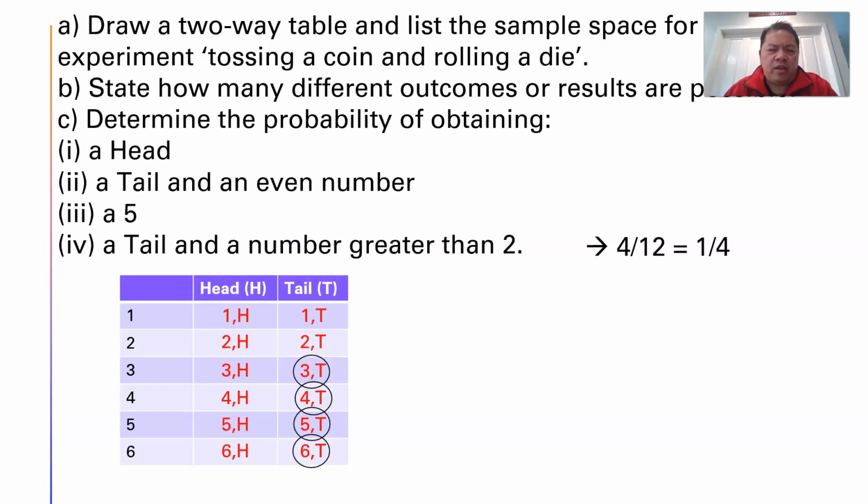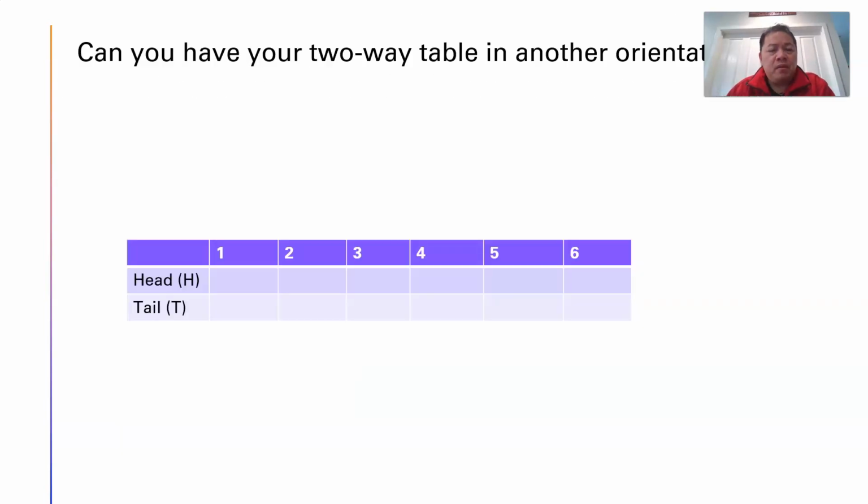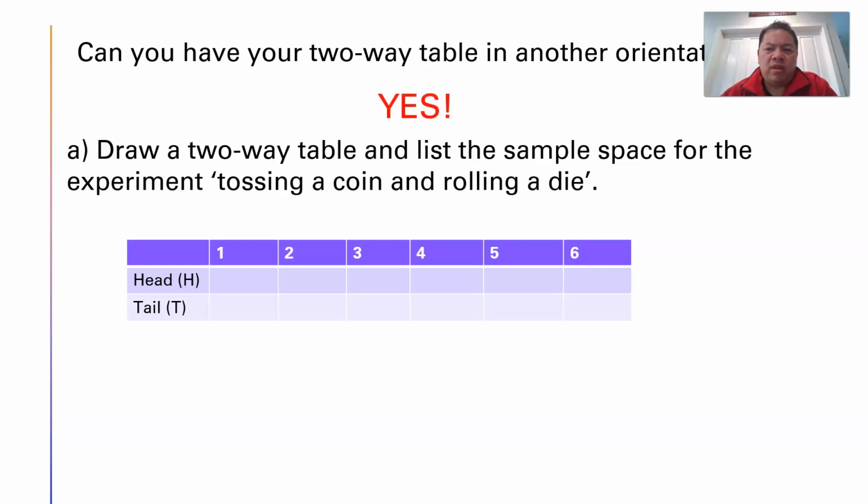Earlier, we had it in this manner. You can also have it in this manner too, what you call the 2x6 method. So you can still do it this way. You list it out and the results will still be the same, because ultimately, drawing a two-way table is to assist you in solving the problems.